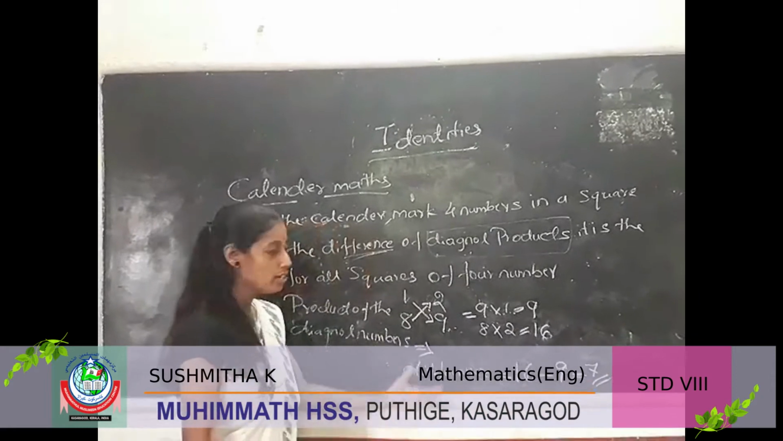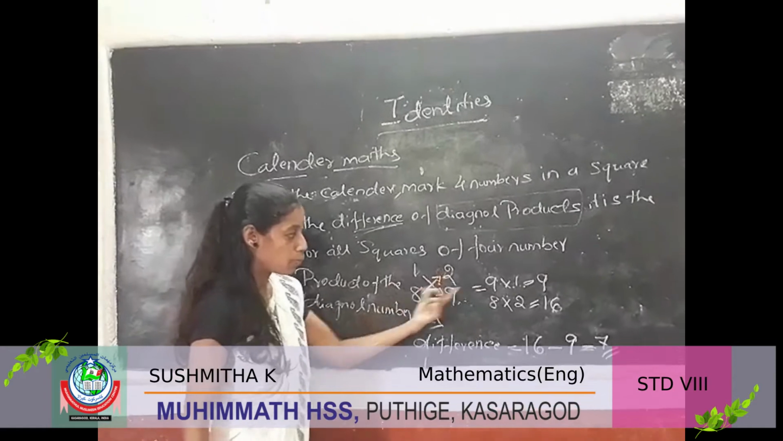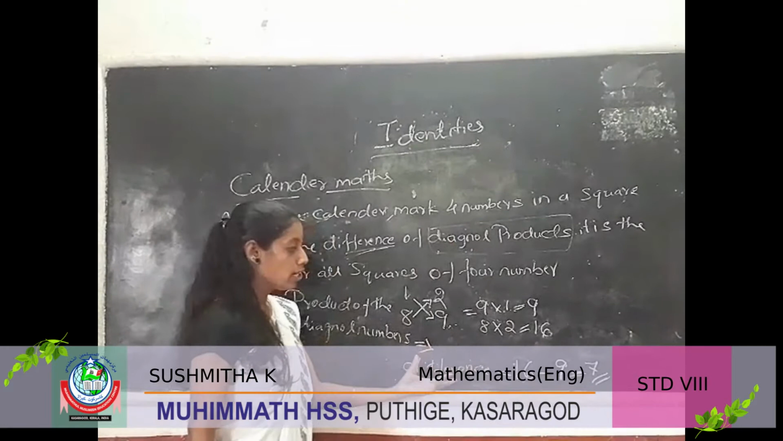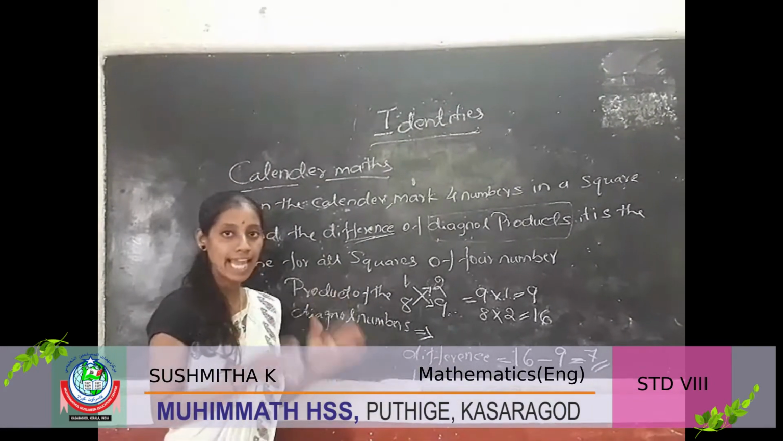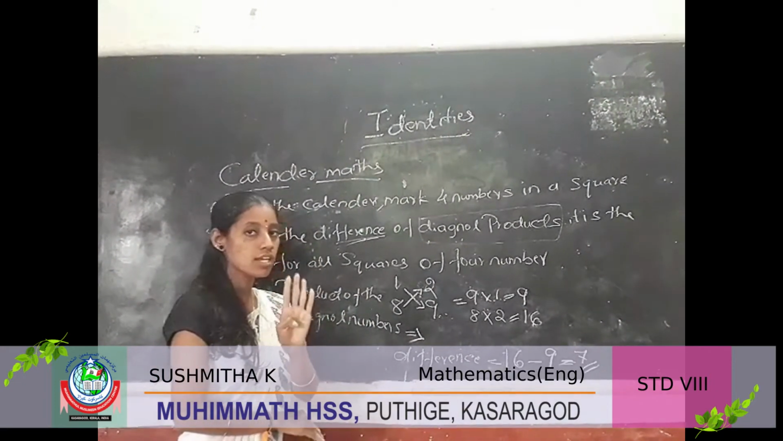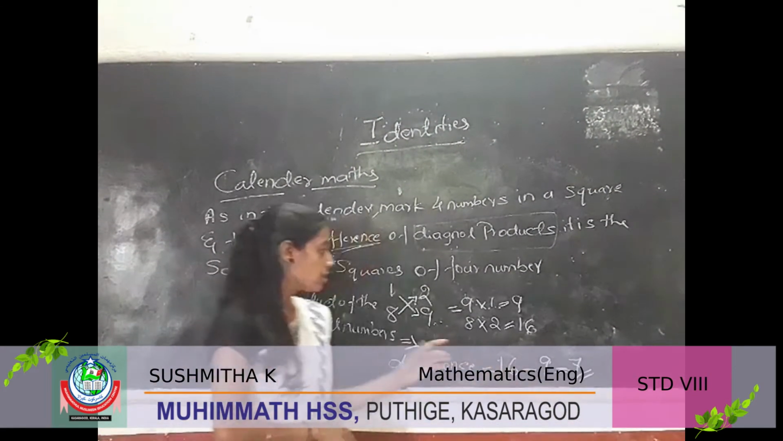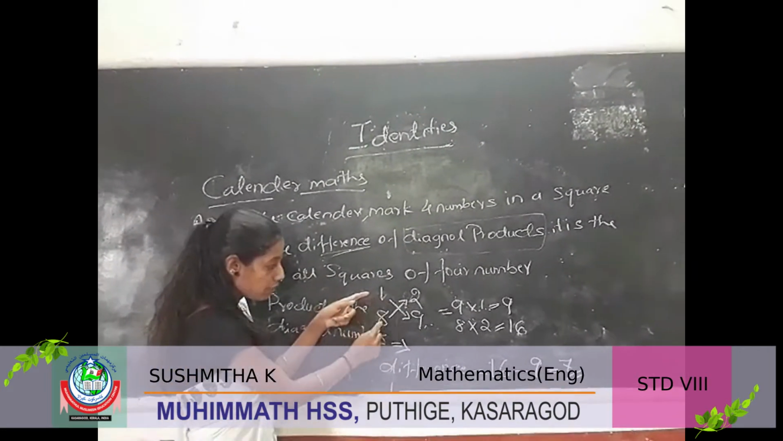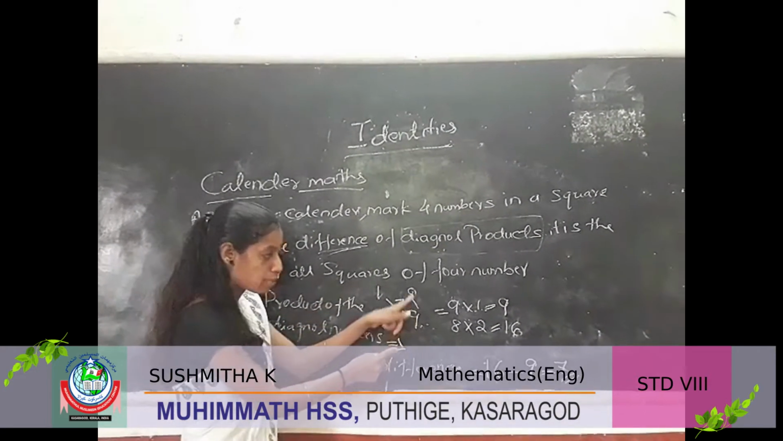So first we have to find the diagonal products, then the difference of the diagonal products. This is the question. Here we will choose any 4 numbers in a square in the calendar. We will get the difference 7, because in a calendar we choose the 4 numbers, isn't it? So what is the difference between these two numbers? 8 minus 1 is 7 and also 9 minus 2 is 7.